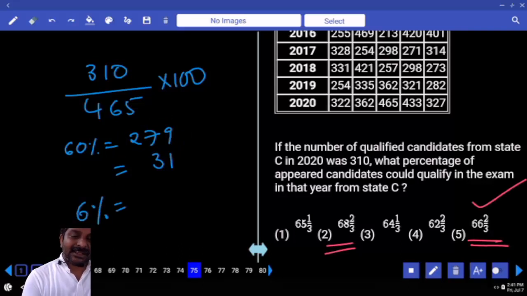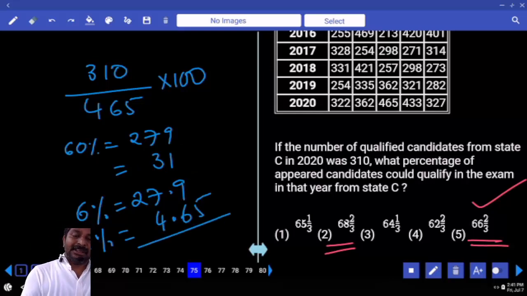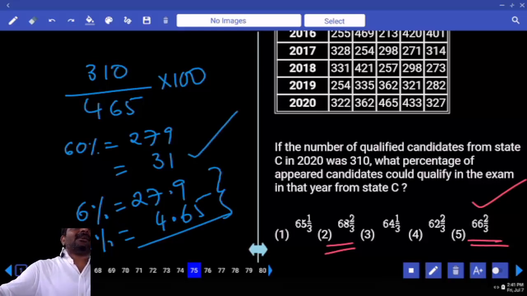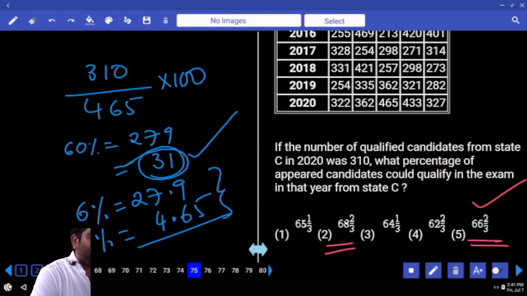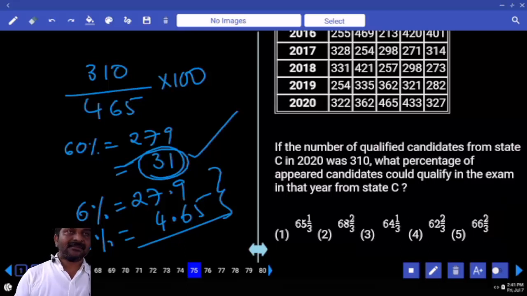6% is 27.9. From 27.9 to 31 is the difference we need. If we add the 1% value, 4.65, is it more than 31 or less than 31? It is more, so it cannot be 7%, right? So this number, 31, must be in between 6 and 7% only. So the total answer must be 66, 67% only. Fifth option, final answer. Got it? Right, what are left? What are left?